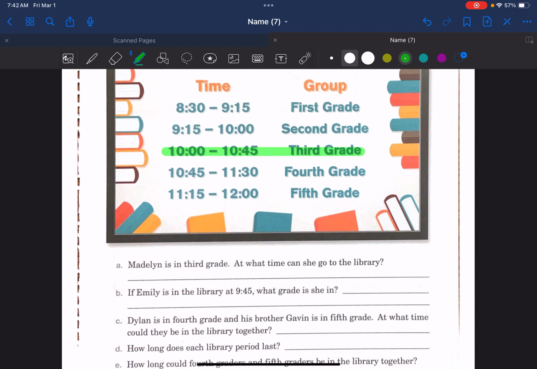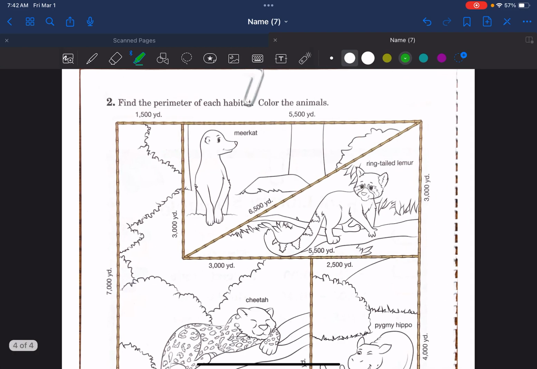What time can she go to the library? Okay. If Emily is in the library at 9:45, what grade is she in? So you need to find what time frame 9:45 would be in. I'm going to warn you, 9:45 is not on the paper. But each one of these bars means you go from 8:30 until 9:15. 9:15 until 10 o'clock. So where would 9:45 come in that? Okay.